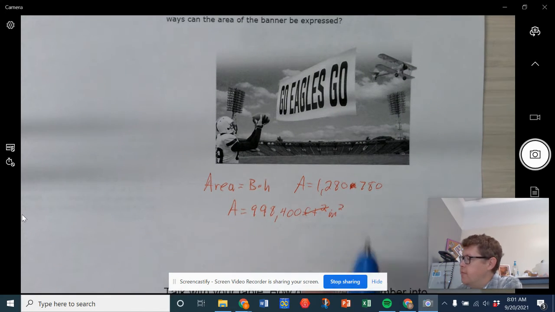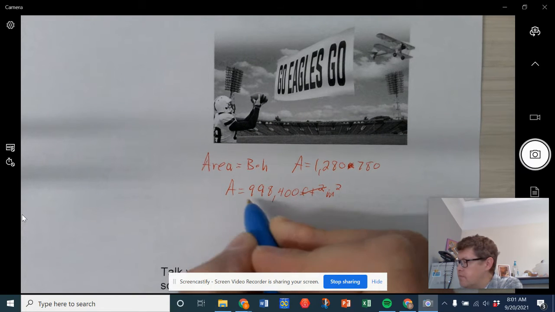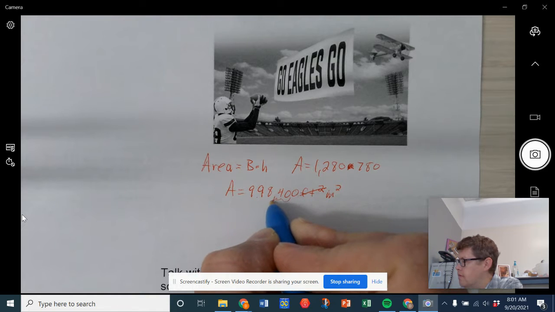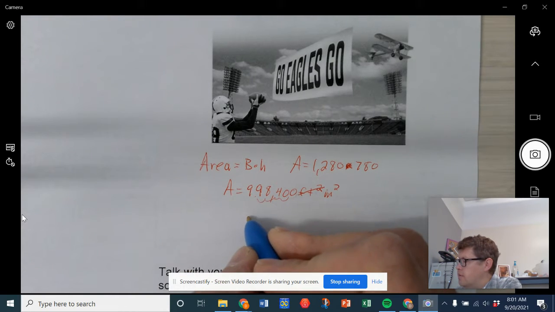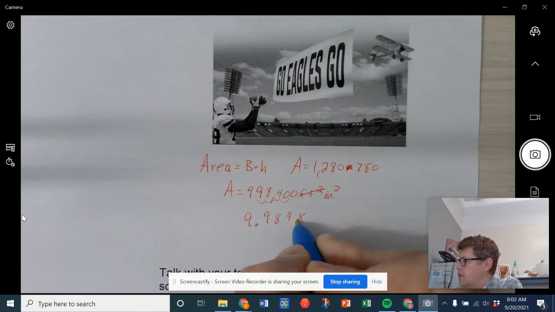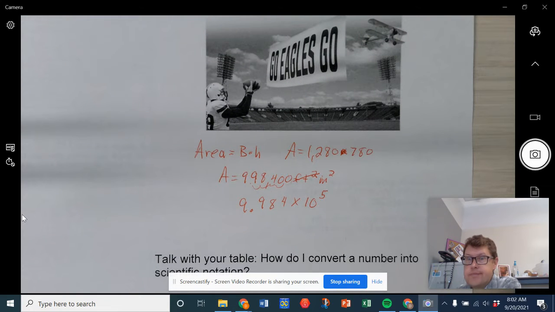Then we can take this and convert it into scientific notation. Your decimal's right here, so we want to move it to between the 9 and 9. So we go 1, 2, 3, 4, 5. So we say 9.984 times 10 to the fifth. We've been doing scientific notation, so that's a little review of how to do that.